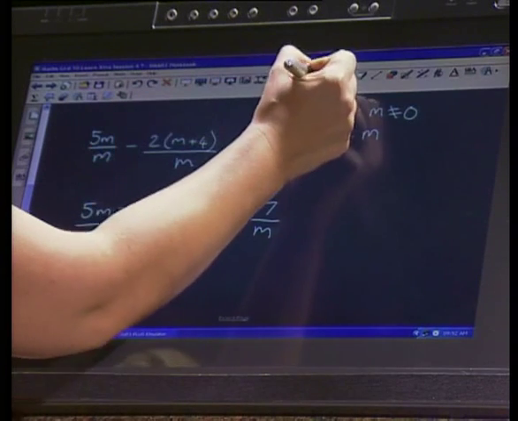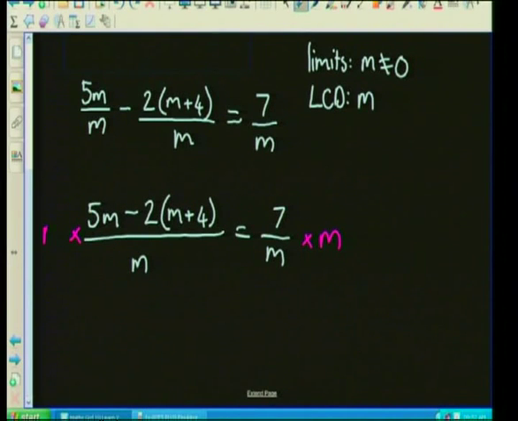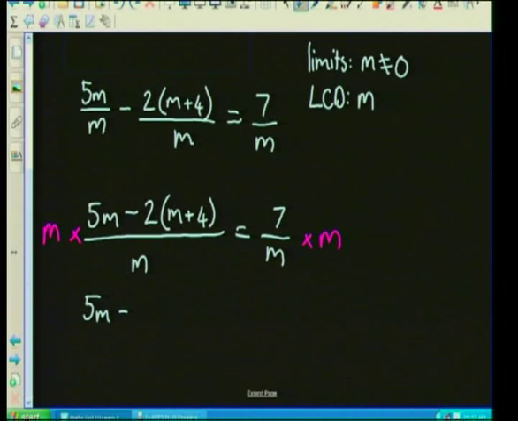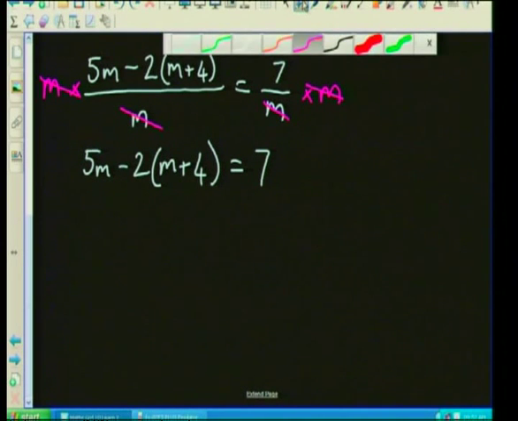Let's now multiply both sides by m to get rid of that denominator. You would not have to show this, the multiply by m. You could actually, in the next line, just write down 5m minus 2 into brackets m plus 4 is equal to 7. And the reason that happened is because we multiplied both sides by m, we were able to drop the denominator, so m cancels with m cancels with m, and we were left with that equation. Now that equation looks like something you would have gotten in grade 9 because it has distributive law in it. Let's do the distributive law.